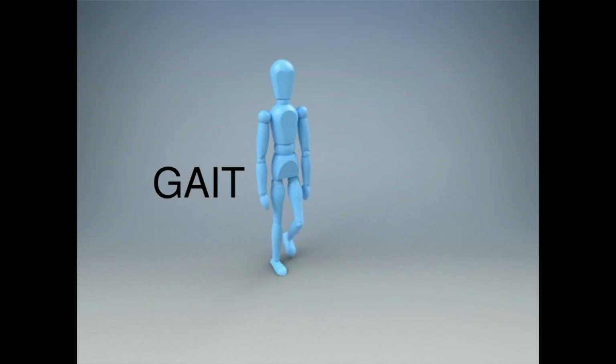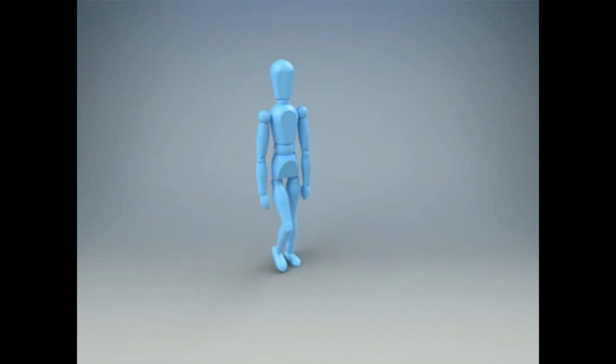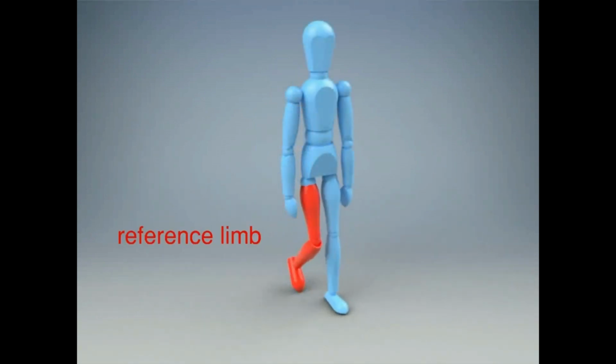Gait simply means the way a person walks. And gait analysis is analyzing the way a person walks to see if there's anything wrong with them. To make gait analysis easy, we only look at one leg at any given time. We call this the reference limb, which I've colored here in red.